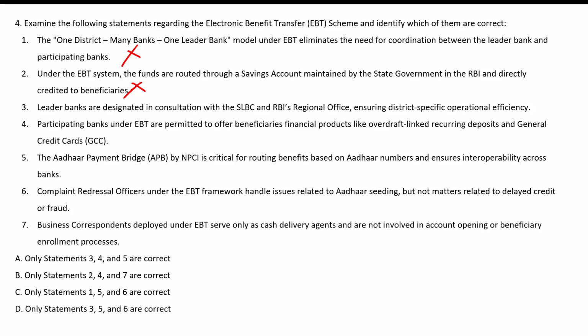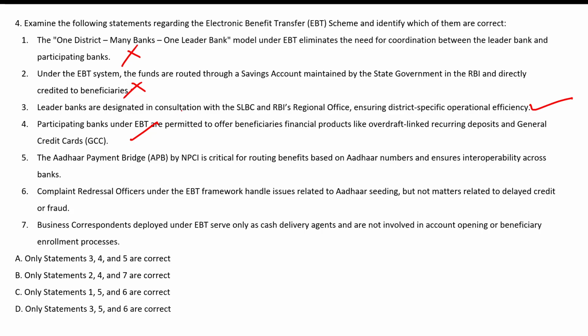Leader banks are designated in consultation with SLBC and RBI's regional office, ensuring district specific operational efficiency. This statement is correct. Participating banks under EBT are permitted to offer beneficiaries financial products like OD, linked recurring deposits, and general credit cards. So this statement is also correct.